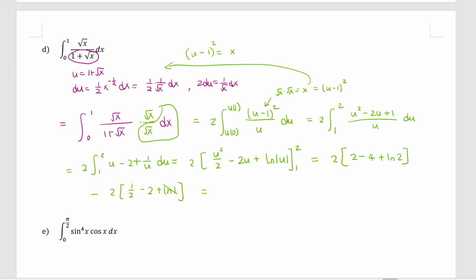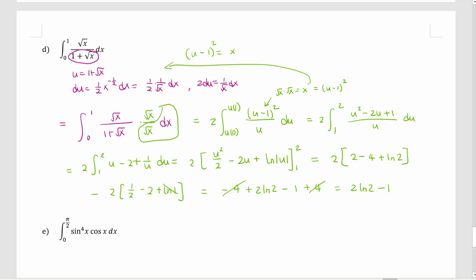Okay, so 2 minus 4 is negative 2 times 2, negative 4 plus 2 ln of 2. Minus 2 and 1/2 cancel, we get 1. Negative, negative can become positive, positive 2 and 2, 4. So, wow, this guy cancels. We have 2 ln of 2 minus 1. Okay, so this is our answer. Do you have the same answer?